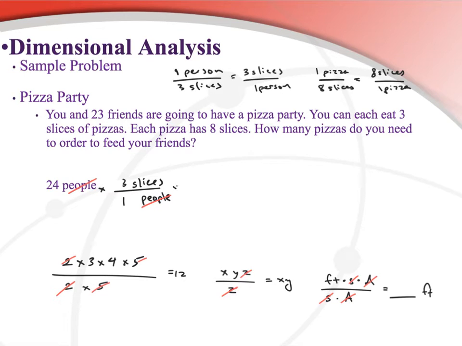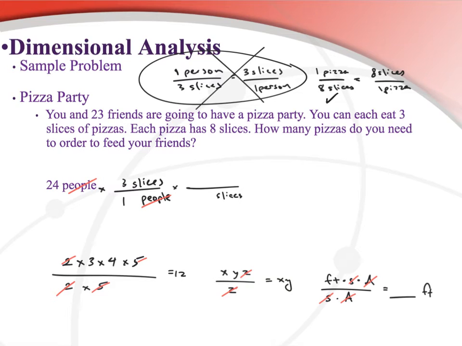So times. Now to get rid of slices, since slices is on the top here, I need it on the bottom here. And then I look for which one of these has, I've already used these conversion factors, right? So I shouldn't need them again. Now I'm looking over here at what I have left. This one has slices on the bottom, so I'm going to pick this one. We've got 1 pizza is the same thing as 8 slices, right? And that's all the conversion factors I have.